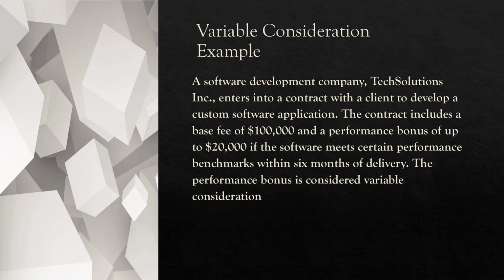We can start to look at an example of variable consideration. A software development company, Tech Solutions, Inc., enters into a contract with a client to develop a custom software application. The contract includes a base fee of $100,000 and a performance bonus of up to $20,000 if the software meets certain performance benchmarks within 6 months of delivery. The performance bonus is considered variable consideration.